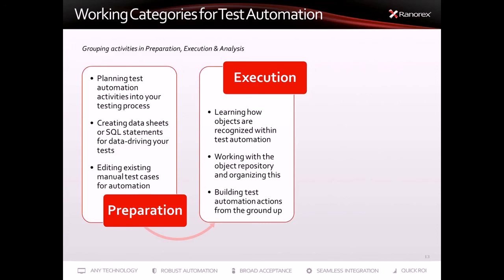Working with the object repository and organizing it. Building test automation actions from the ground up. Again, these are all areas where a manual tester can jump in right away, some maybe with the help and a little guidance of an automation professional. If you're new to automation and you don't have an automation team, then certainly working with the vendor, such as Ranorex, as what we're doing here, will work with anyone, the manual testers, to make sure that they're automation ready.